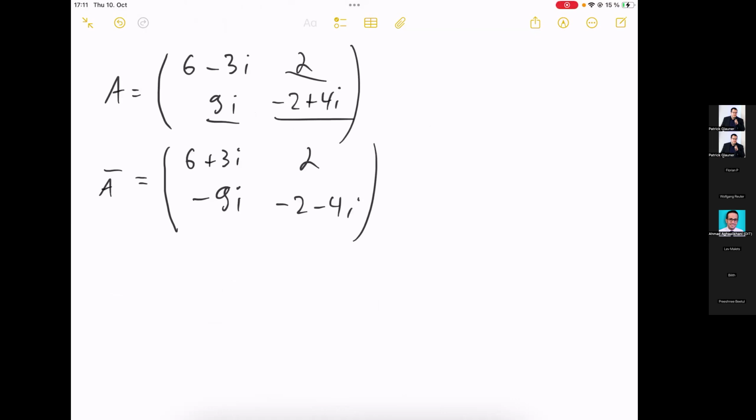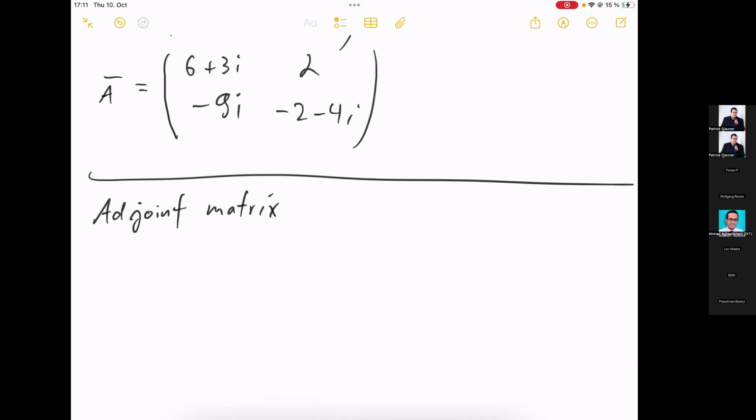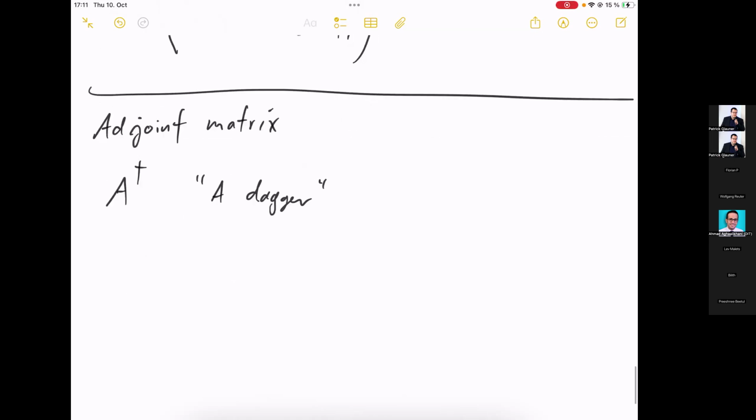We will now introduce a fundamental matrix concept, which is called the adjoint matrix. And the adjoint matrix of A is denoted as something like this, with this cross up here. And this is pronounced as a dagger. It's a dagger, in fact, not a cross. And if we have a matrix A with complex values in it, then we can calculate its adjoint matrix A dagger. And I'll show you what it looks like.